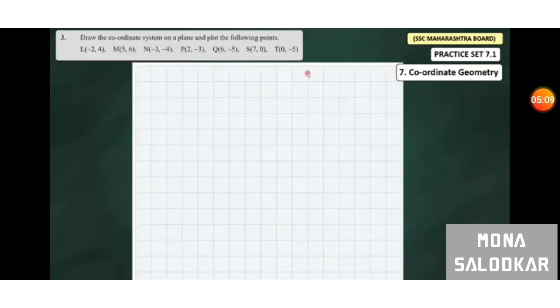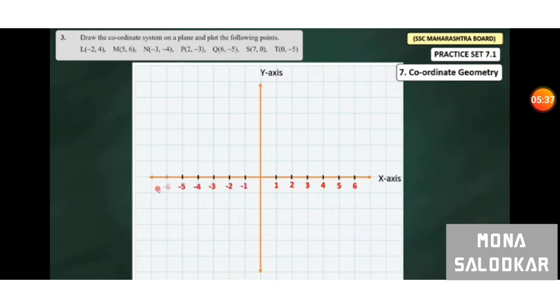Now first take a graph and you have to draw x-axis and y-axis on a graph, student. So draw first x-axis and then draw y-axis and then show the points on a graph. To the right side show positive points, to the left side show negative points. Above the origin show positive points, below the origin show negative points. In this way you have to draw first coordinate axis on a graph paper.